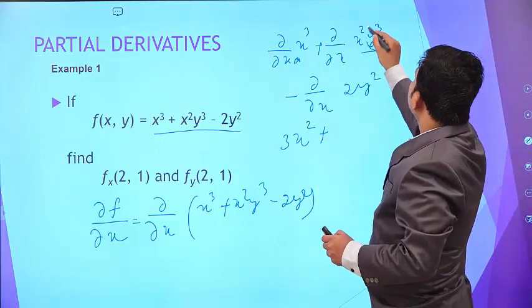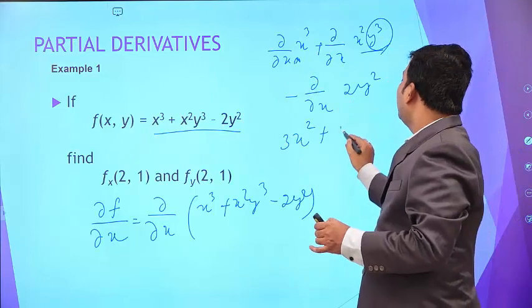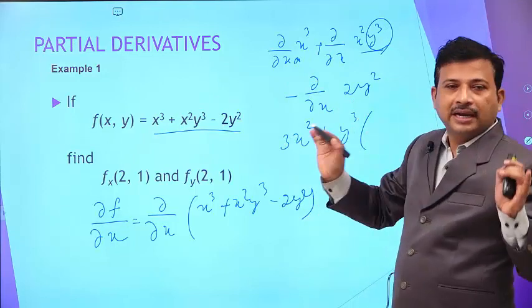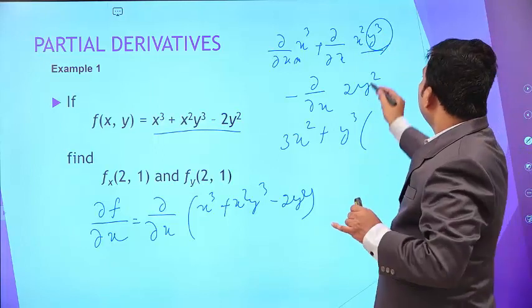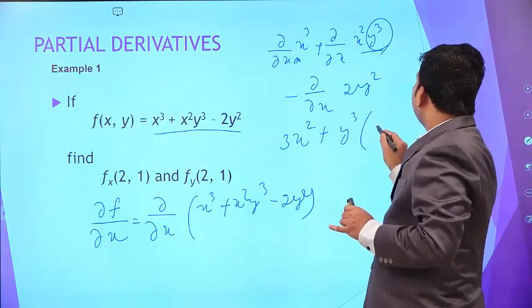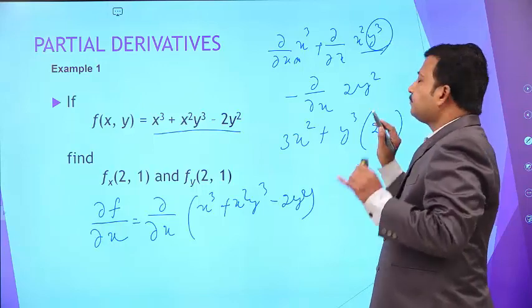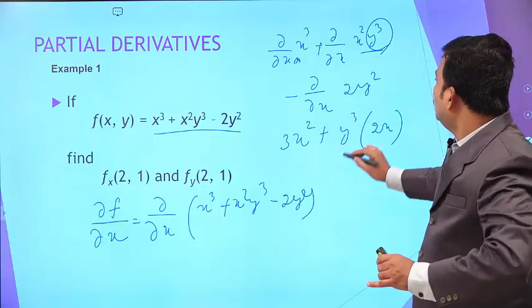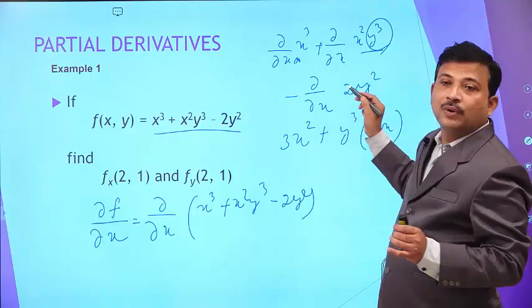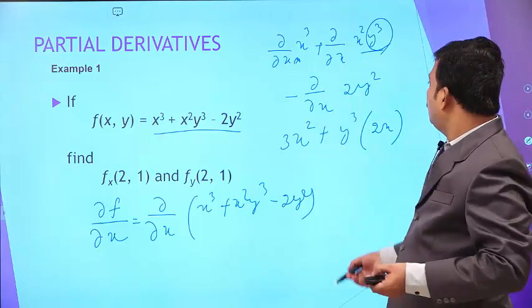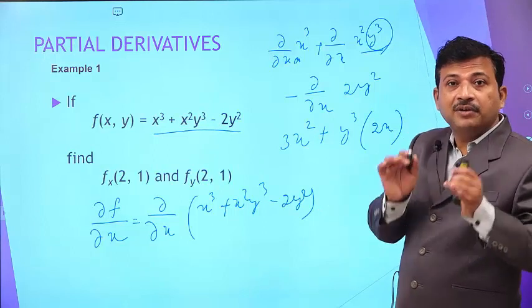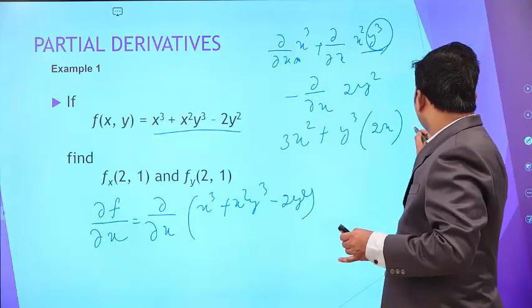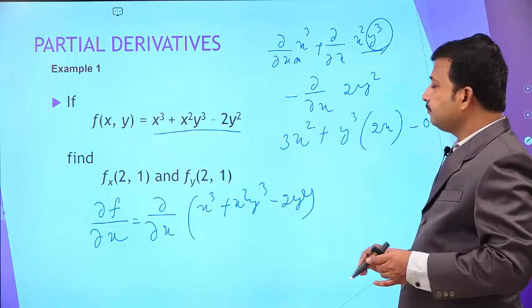Y cube is there. Think that it is constant and write it as it is, because it is multiplied with x square. So dou by dou x of x square is how much? 2x. Is it clear? Now dou by dou x of 2y square. Here there is no x, only y is there, and we are thinking that y is constant. What is the derivative of a constant? 0, minus 0. Is it clear?